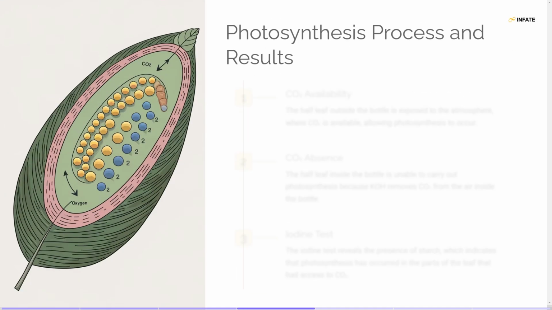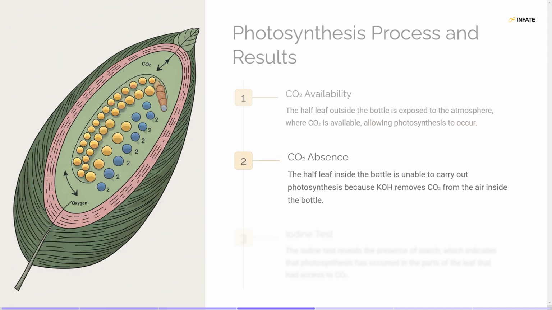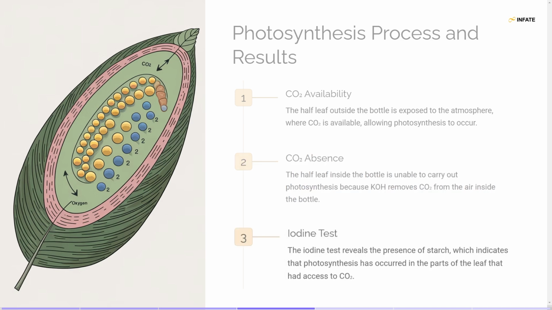Slide 4. Photosynthesis process and results. 1. CO2 availability. The half of the leaf outside the bottle is exposed to the atmosphere, where carbon dioxide is available. This enables photosynthesis to occur. 2. CO2 absence. The half of the leaf inside the bottle is unable to perform photosynthesis because potassium hydroxide removes CO2 from the air inside the bottle. 3. Iodine test. The iodine test confirms the presence of starch, indicating that photosynthesis occurred only in the parts of the leaf that had access to carbon dioxide.